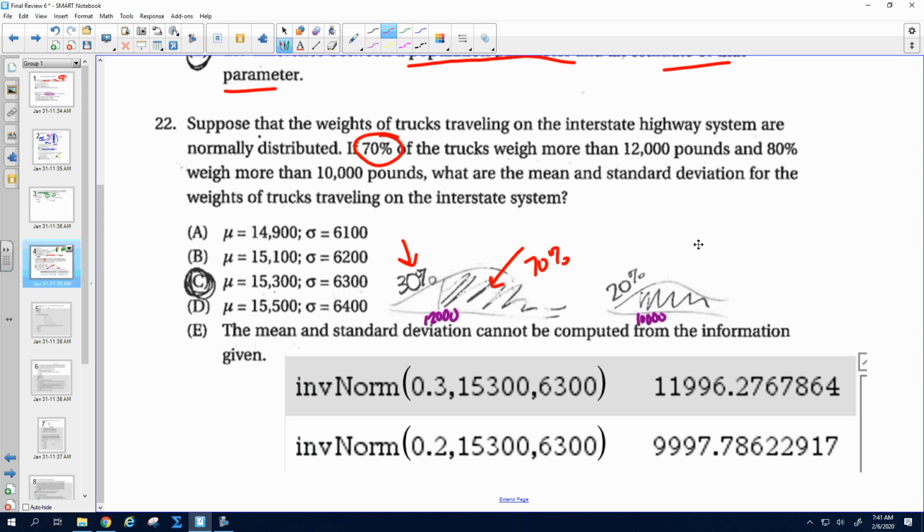And then same here, we've got 80% weigh more than 10,000. So here we have 80% that weigh more than 10,000. So the 20% is what you want to use on your inverse norm. And then you could just do guess and check right here. So 30%, and you'd try this mean and this standard deviation and this mean and this standard deviation until you got about 12,000. And then 20%, check it with the same numbers and make sure you get about 10,000. So the answer is C.